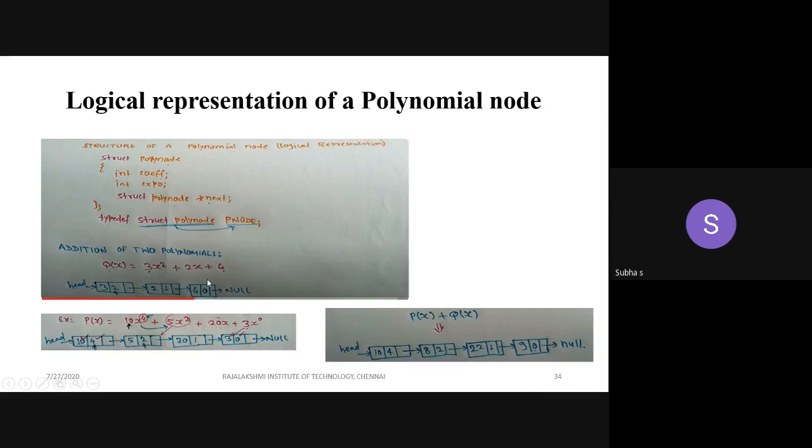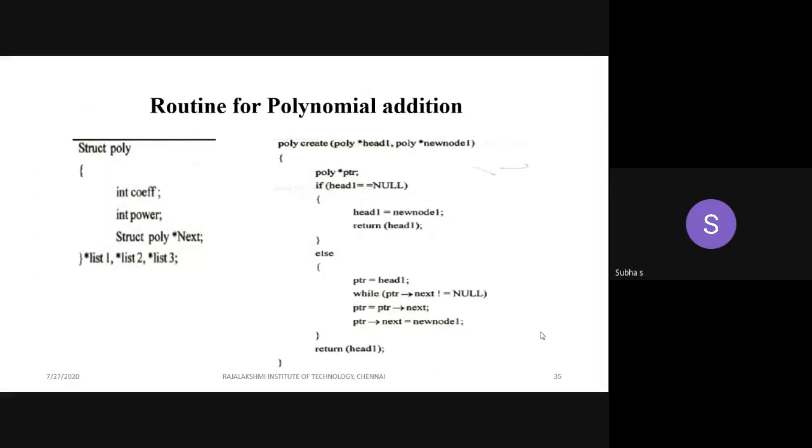Now in the existing example, you have 6x power 0 and 3x power 0, so I am adding them as 9x power 0. There are no more elements in both the polynomials, so your pointer points to null. Got it? This is the logic behind polynomial addition using linked list.